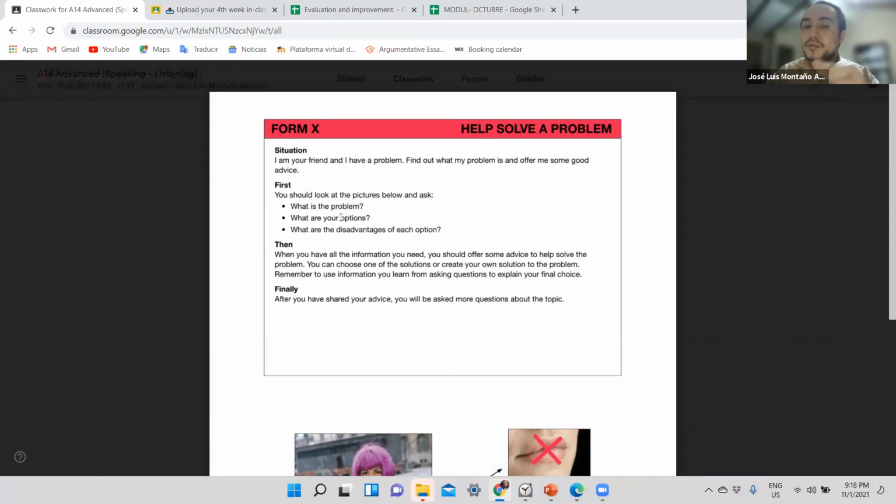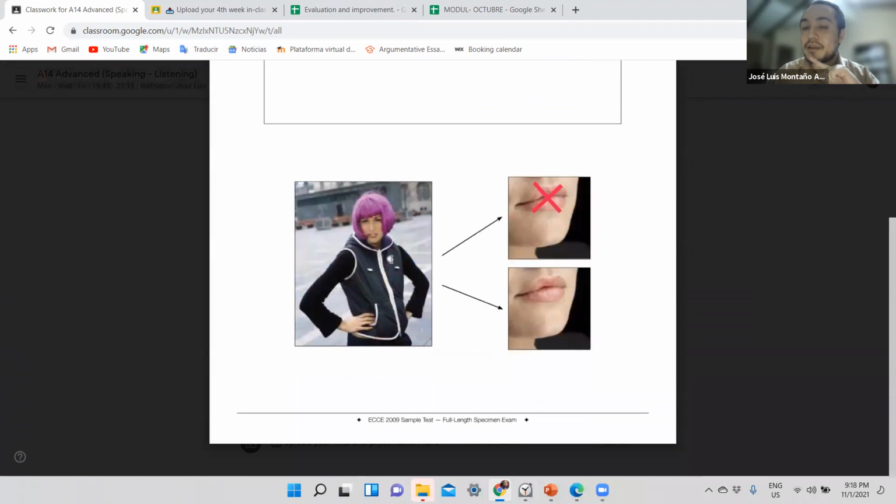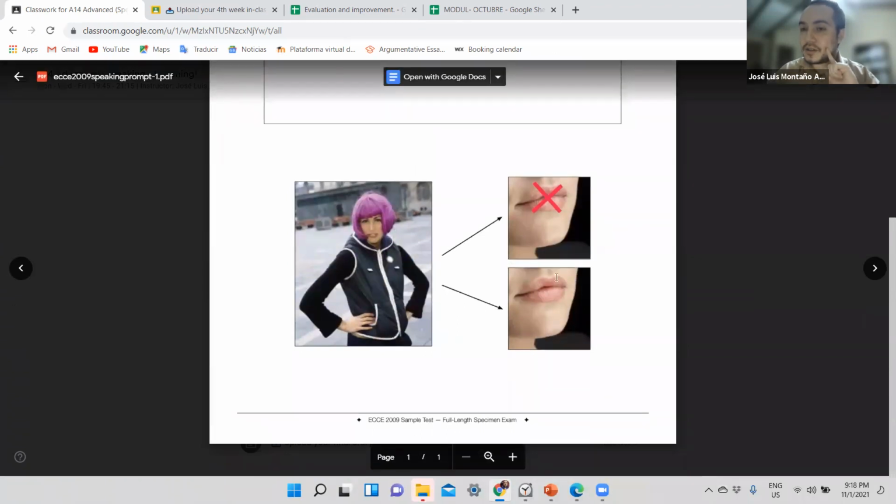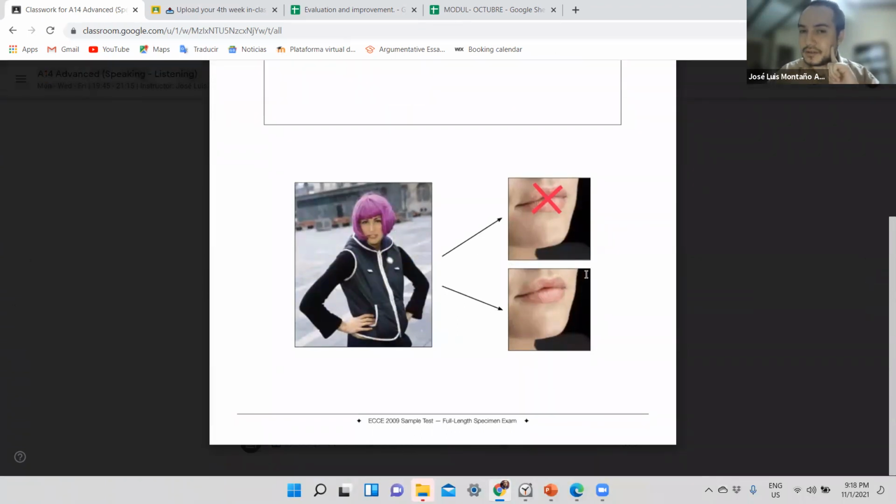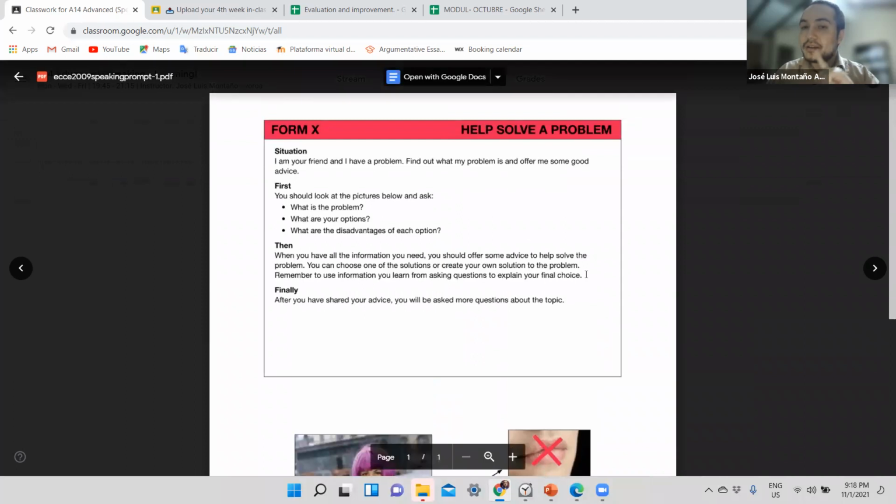What's the problem? What are your options? This is in a different way, but it's the same. And what are the disadvantages for each option? Sometimes they change, but in this case, it's the same. And these are the pictures that you need to take into account. All right? So let's begin.